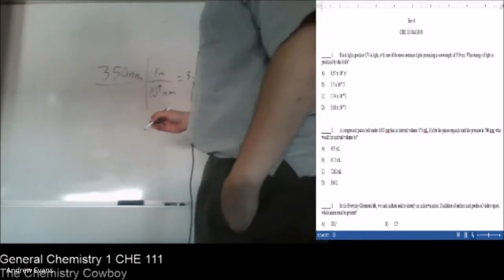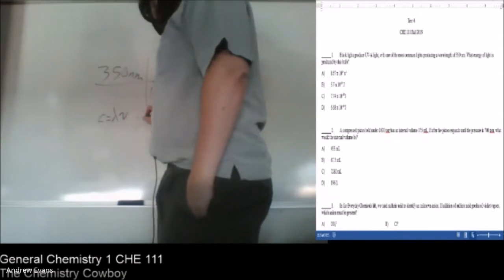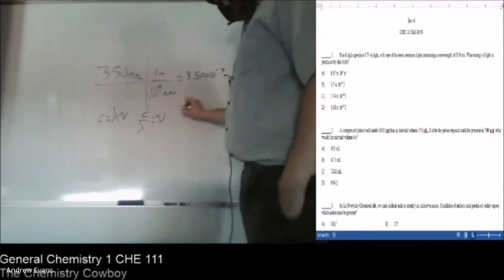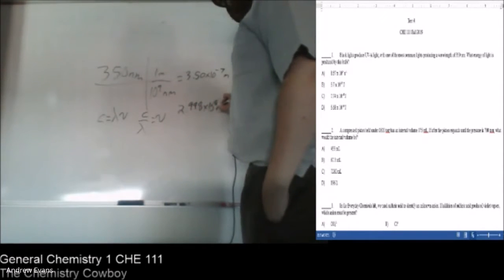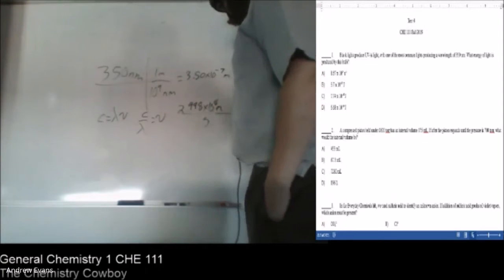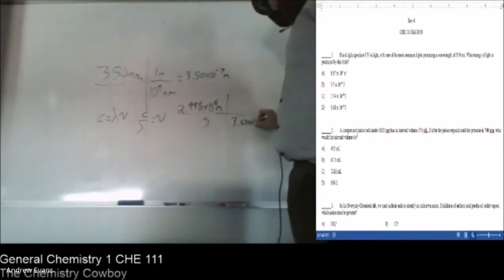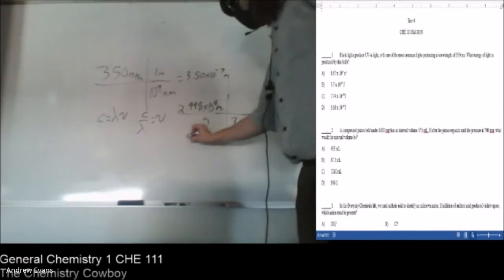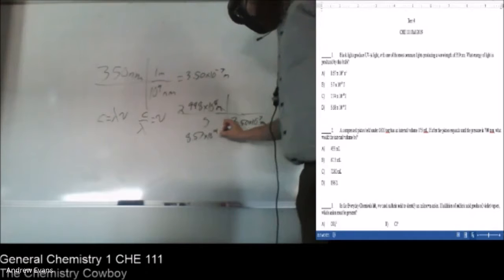The next step is c equals lambda nu, rearranged to say c over lambda equals nu, which is 2.998 times 10 to the 8th meters per second, divided by 3.50 times 10 to the negative 7 meters. It's going to give us 8.57 or so times 10 to the 14th inverse seconds.